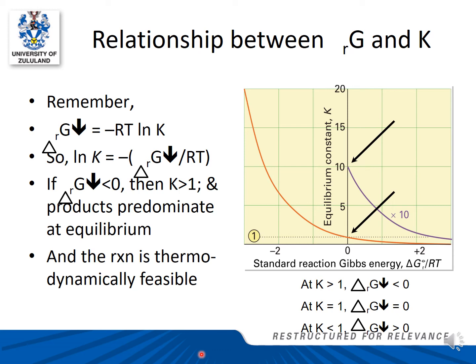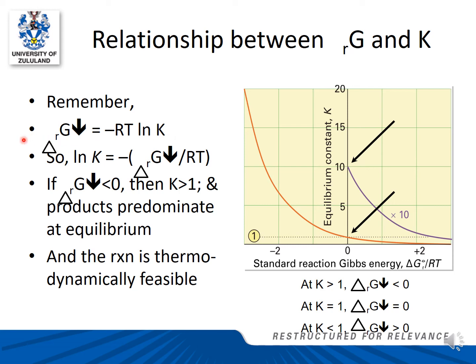Ladies and gentlemen, since we know that the reaction Gibbs energy is equal to minus RT, the ln of K, let us not forget that R is a gas constant, and temperature in this particular instance will be constant. What about the reaction Gibbs energy as well as K? It means that we do have a relationship between the two. So if we have the relationship between the two, what does that particular relationship tell us?